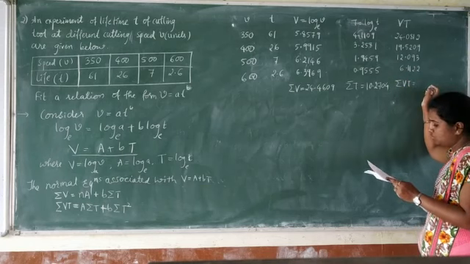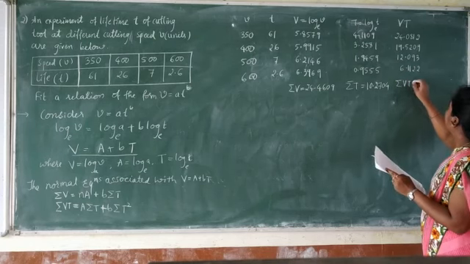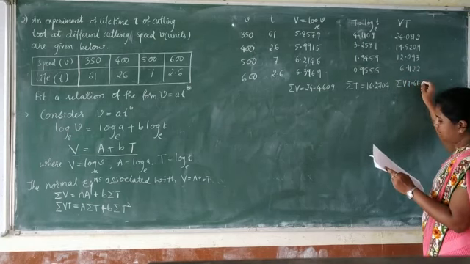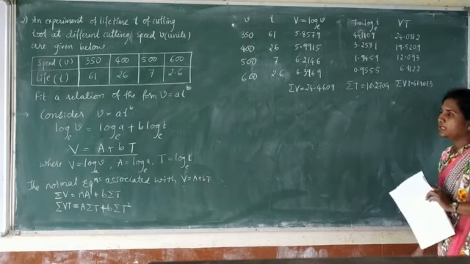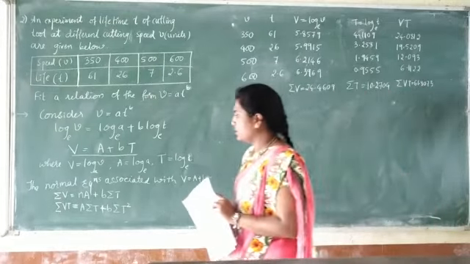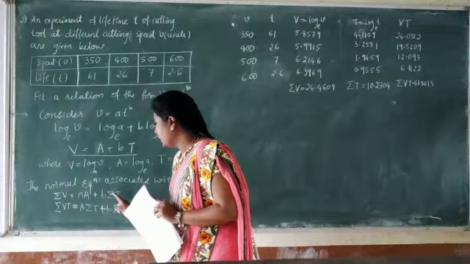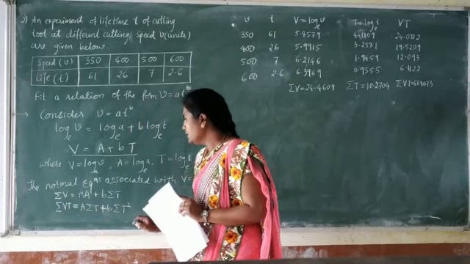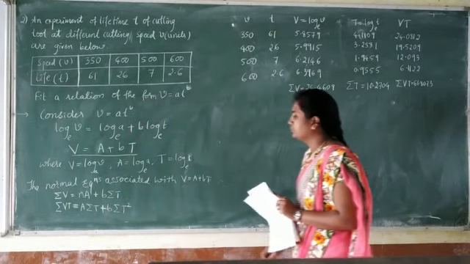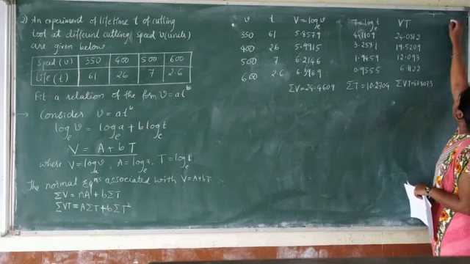This is equals to 61.8073. Next, one more term we need. Summation of V, we have obtained. Summation T we obtained. Summation of VT we obtained. Next, we need summation of T square. That is, first find out T square here.